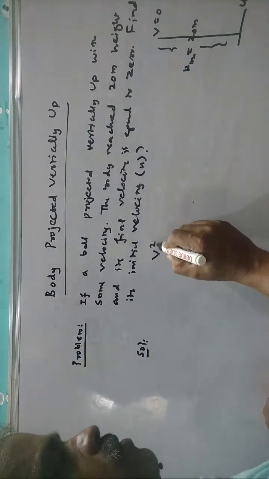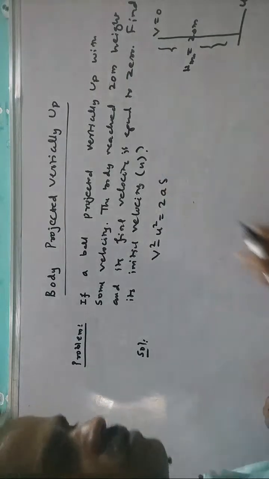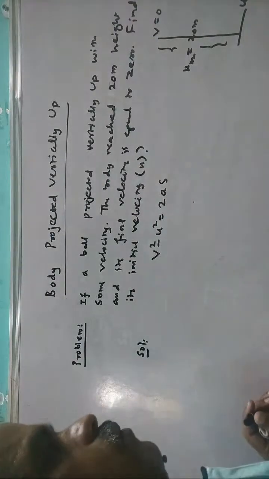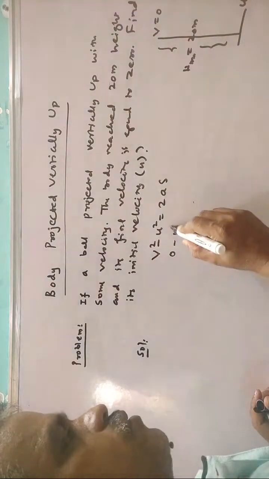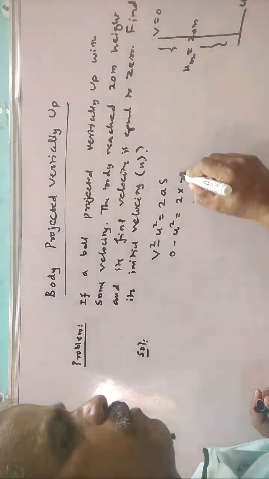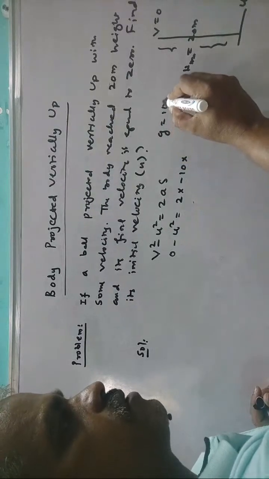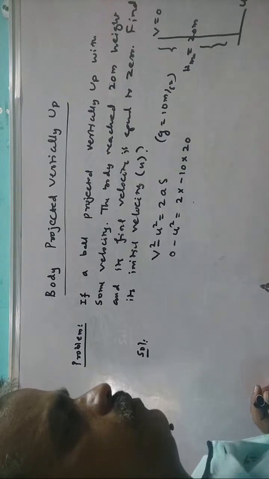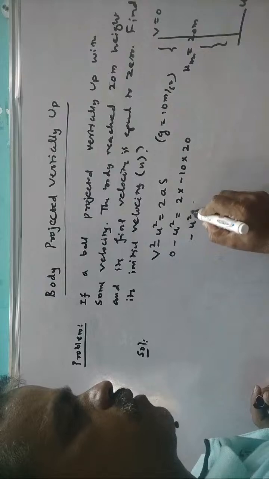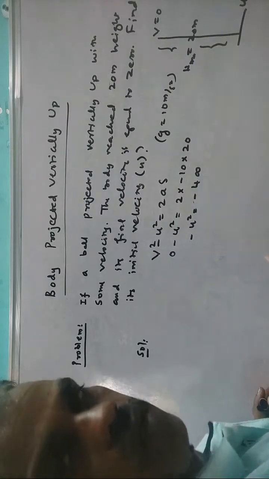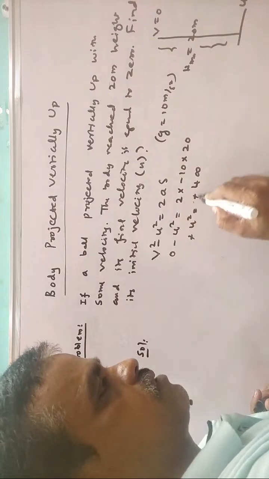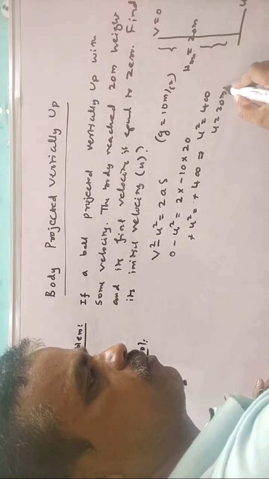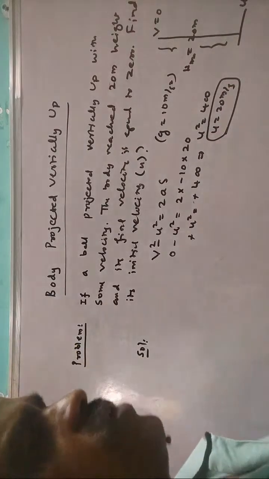So already we have this, use this formula: v square minus u square equal to 2as. Just substitute here. 0 minus u square equal to 2 into minus 10, take g equal to 10 meter per second square, h equal to 20. So what happens here? Minus u square equal to minus 400. Is it or not? Yes. This gets cancelled. U square equal to 400. Then u will be 20 meter per second. Is there any confusion? Nothing is there.